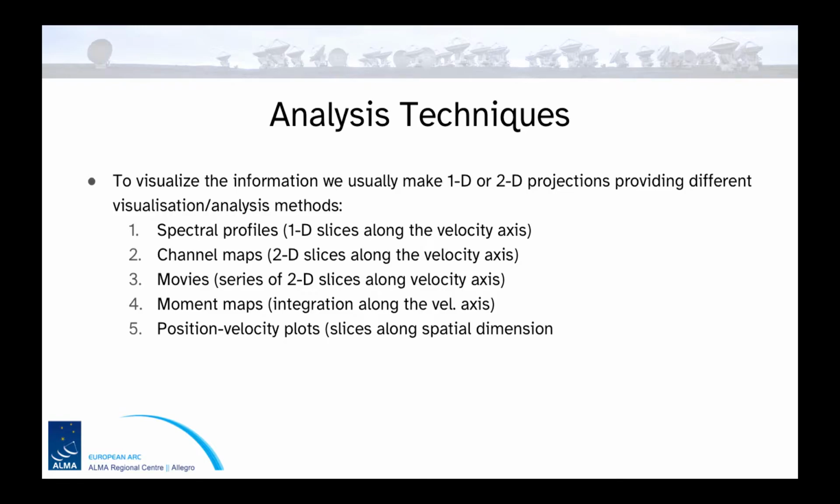So listed here, we have a number of different analysis methods. Firstly, spectral profiles. These are one-dimensional slices along the velocity axis. Channel maps, two-dimensional slices along the velocity axis. Movies. These are a series of two-dimensional velocity slices along the velocity axis. And moment maps, which are essentially some sort of integration along the velocity axis. And finally, we have position velocity plots, which are slices along the spatial dimension.